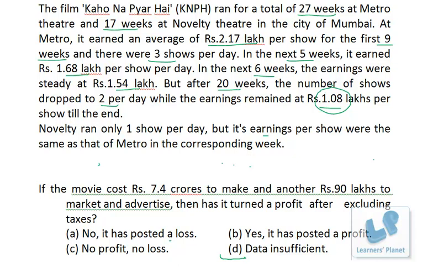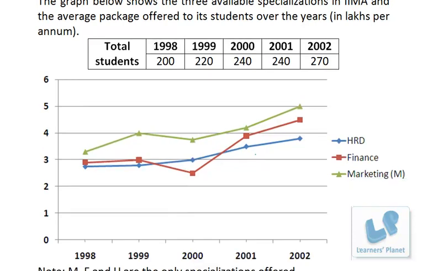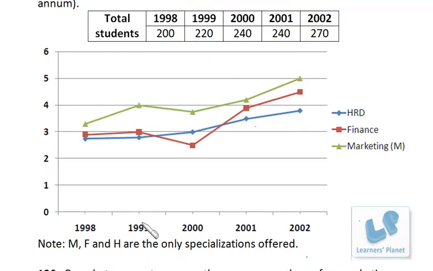So that was an interesting set. Now let's take the next set. Now see this question, this set of questions. The graph below shows the three available specializations in IIM Ahmedabad and the average package offered to its students over the years in lakhs per annum. Total number of students from year 1990 to 2002 is given, and their packages in the three streams HRD, finance and marketing are given, and these three are the only specializations which are offered in IIM Ahmedabad according to this question.